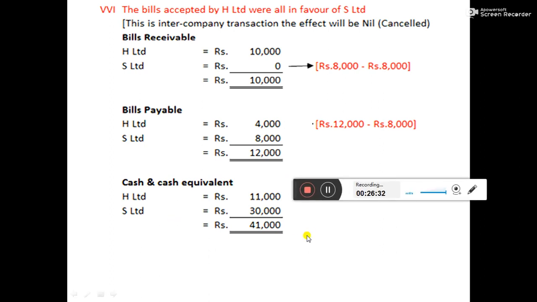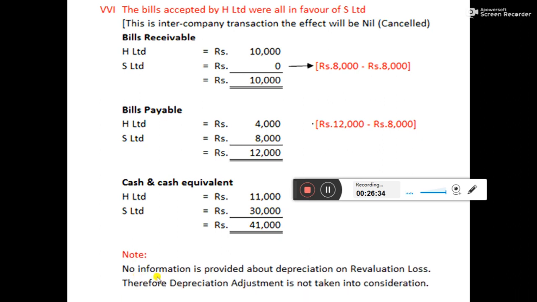And there is a small note mentioning that no information is provided about depreciation on revaluation loss. Therefore, the depreciation adjustment is not taken into consideration. If something is given relating to depreciation, like we have seen in problem number 3 as well as problem number 4, the depreciation effect needs to be given, and that is very important. But in this problem, no depreciation information is given. So with this, we have finished problem number 6.